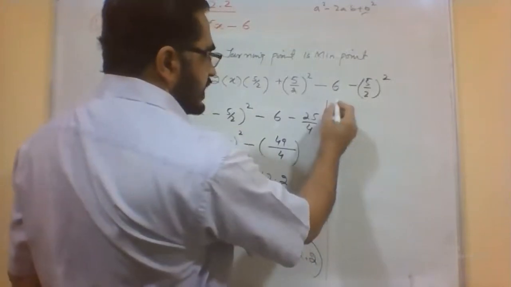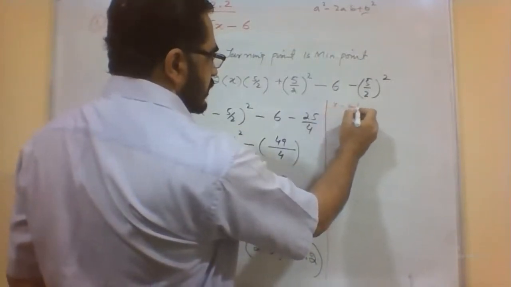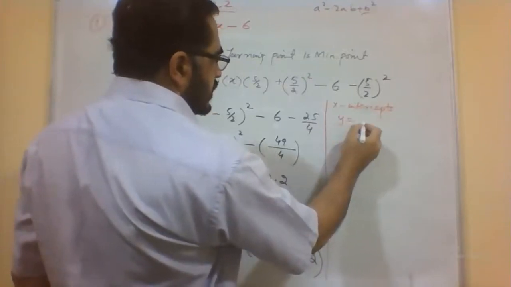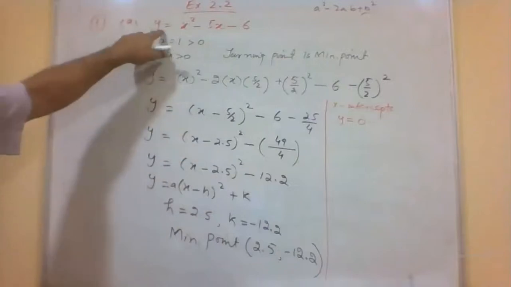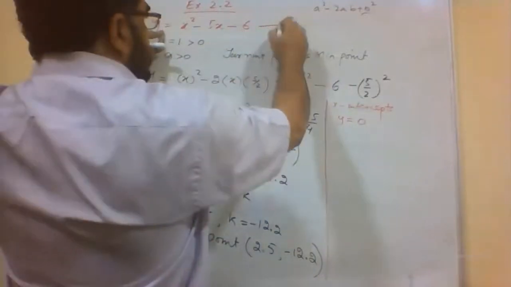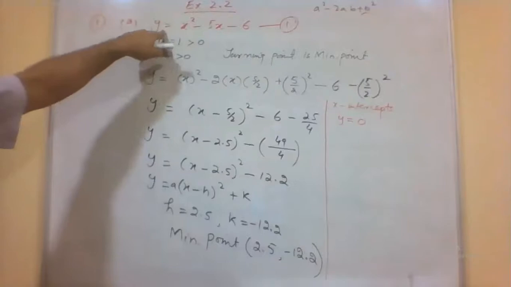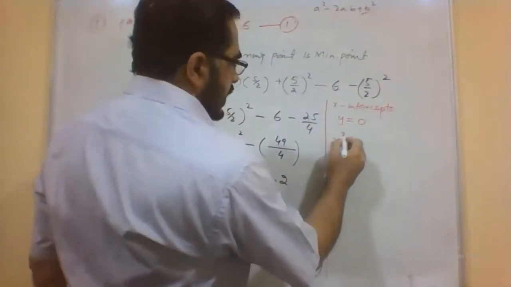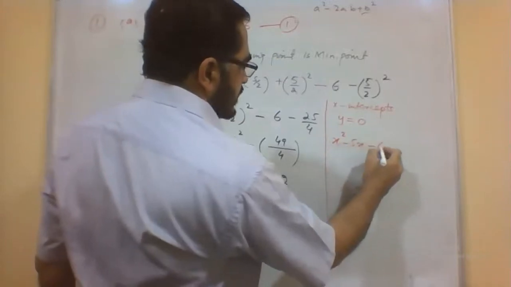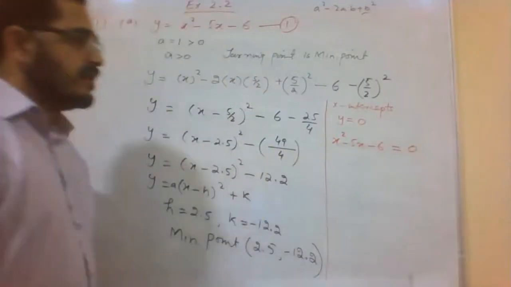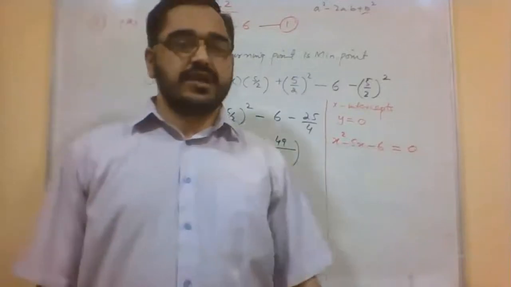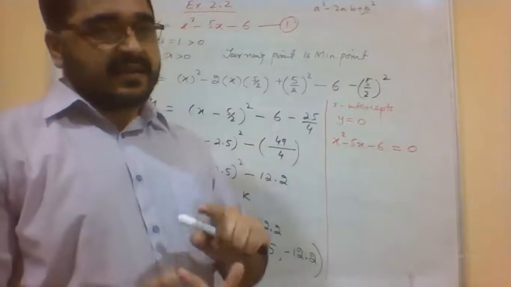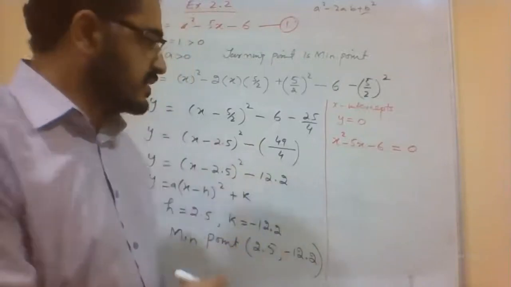First of all, we are finding the x-intercepts. For x-intercepts, y will be 0. This is equation number 1. Here, y is x square minus 5x minus 6. So x square minus 5x minus 6 will be 0. From here we can get two values of x. Those will be the two intercepts, meaning where the curve is crossing the x-axis.